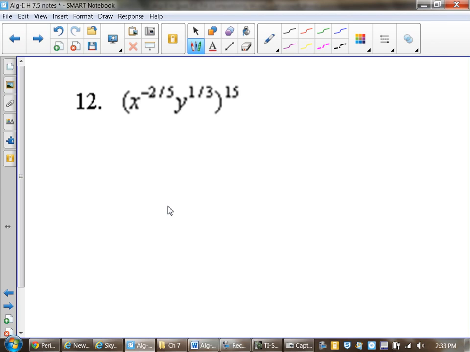Again, in this case, one of the first things that I would do, since I have the 15 on the outside and I've got 5s as denominators on the interior, is do all my power to power stuff right off the bat. So I have negative 2/5 times 15, which gives me x to the negative 6th, y to the 5th, which is y to the 5th over x to the 6th. Since these are power to power, I'm taking 1/3 times 15, and I get 5. Negative 2/5 times 15 gives me negative 6, and I just flip them around.